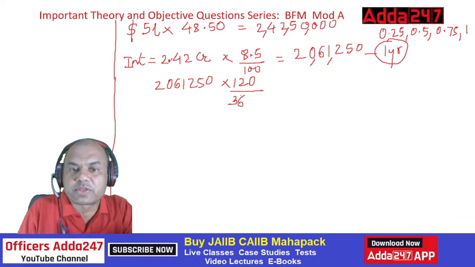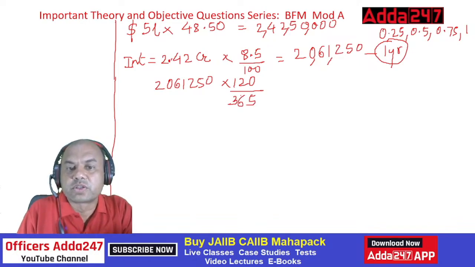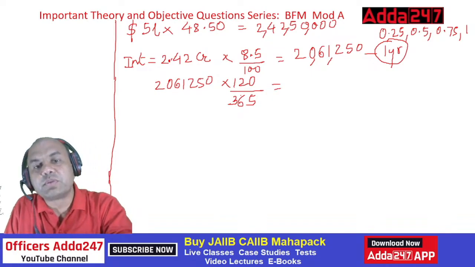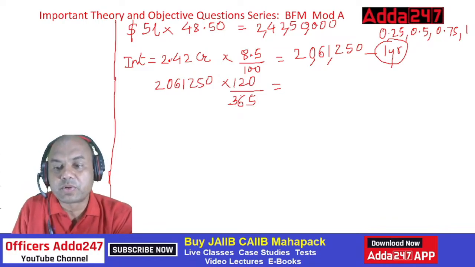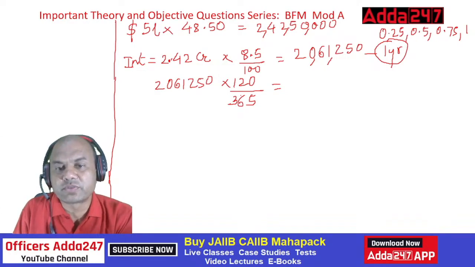Because for 1 year, if this interest is this much for 365 days, for 120 days it will be how much? So this I'll have to multiply with 120 by 365. So let me do it, into 120 upon 365. So now I am getting 677671, right?